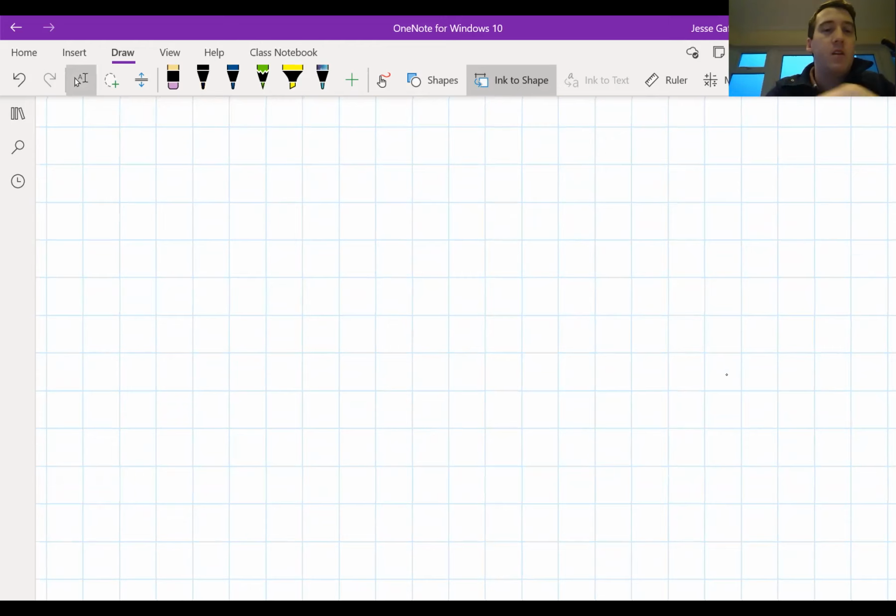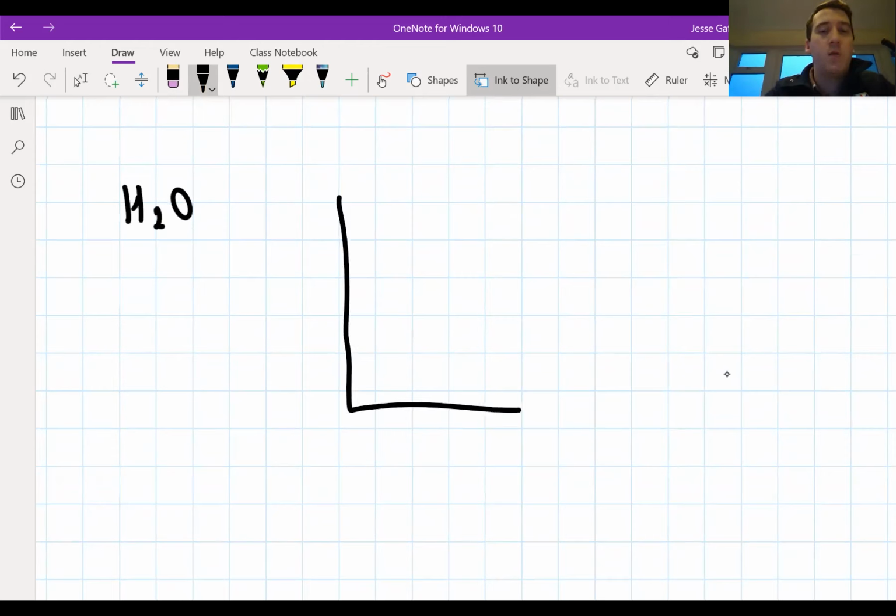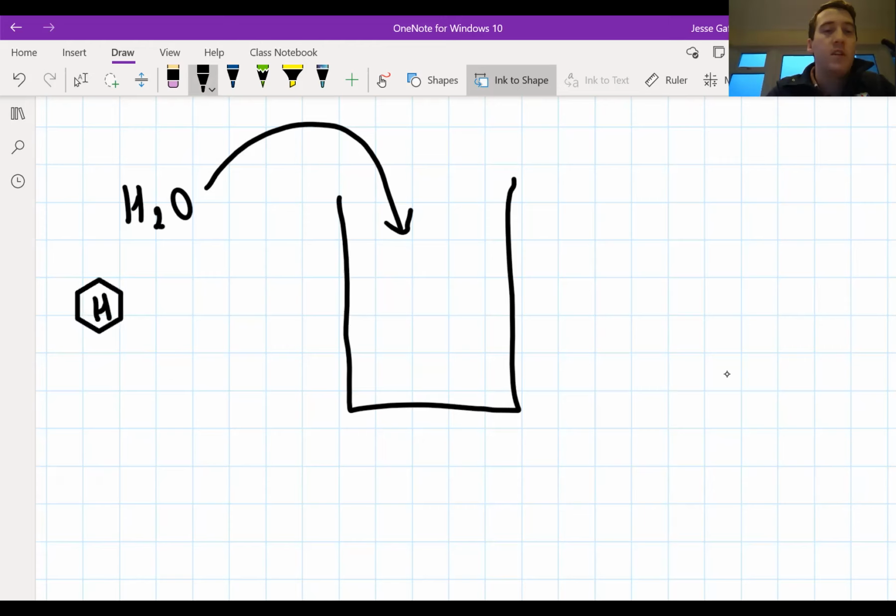Say we take water, H2O. We take water and we put it in a beaker. How much are we putting in? Well, if we think about it for a second, water is made of 3 atoms. It's 2 hydrogens bonded with 1 oxygen atom.